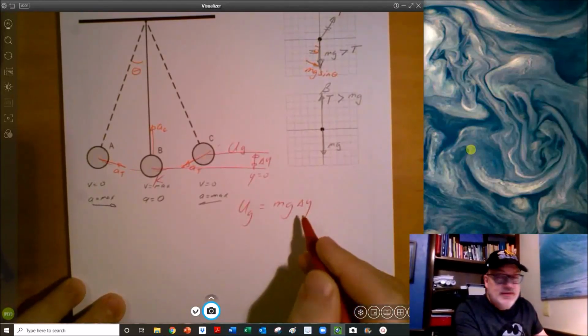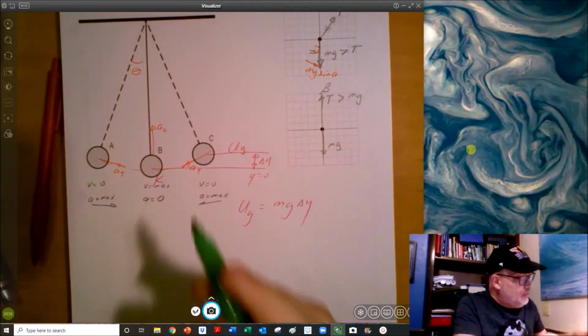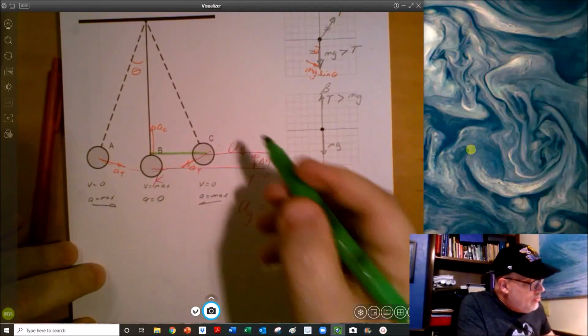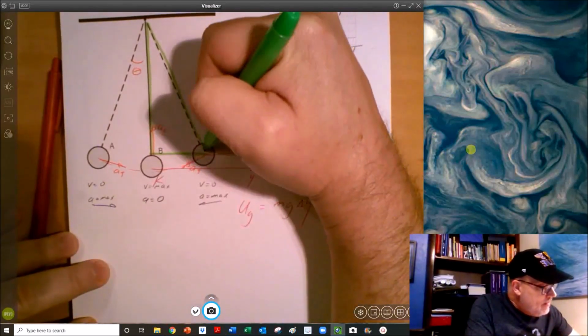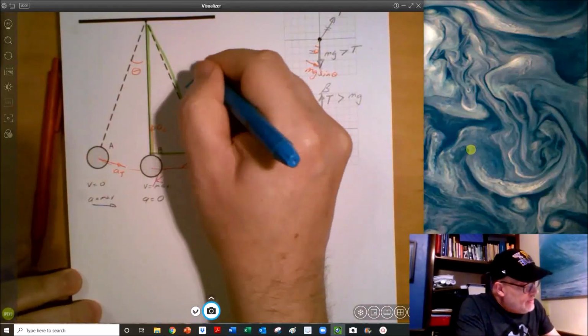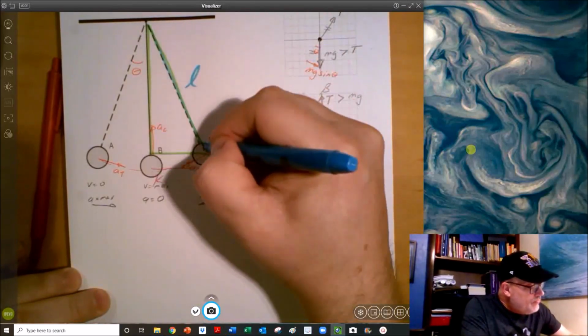Now, how do we get this delta y? Remember we did this in class, and it's a little complicated, so let's go through it again, because it's easy to forget. So here we can draw a triangle right here, where this is the length of the string from here to here. So I'm going to mark that one in blue. You can see it in blue.